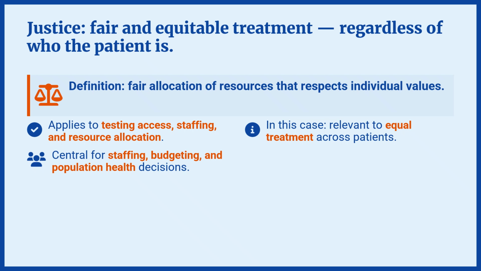This brings us to justice, fair and equitable treatment for everyone, regardless of who the patient is. This principle means we allocate resources fairly and respect individual values. It applies to everything from access to testing to how we staff our labs and distribute resources. In our specific case, justice is relevant to ensuring equal treatment across all patients. The principle is central for making decisions about staffing, budgeting, and even population health. Now, let's see how these principles come together in our scenario.